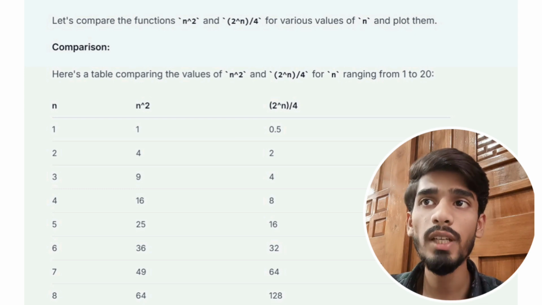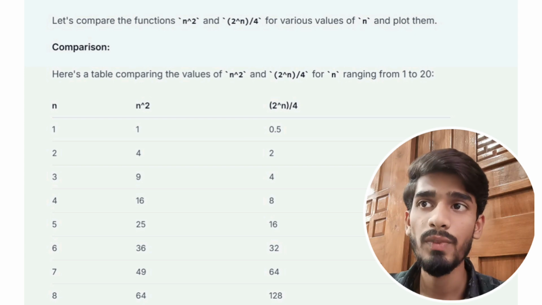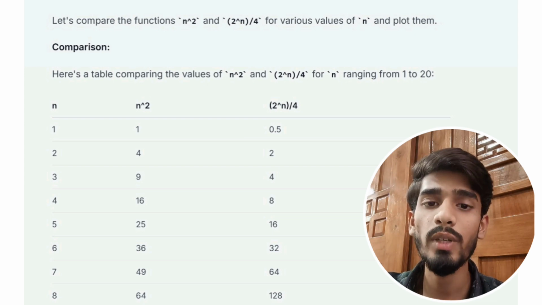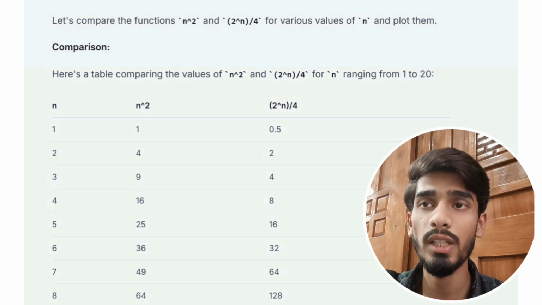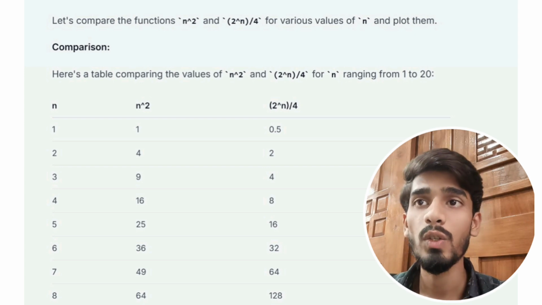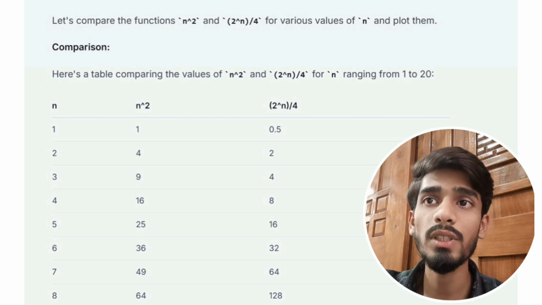For n is equals to 1, n square is 1 and 2^n by 4 is 0.5. In the same way, the n square increases in the order 1, 4, 9, 16, and so on till 361, 400. This is the way n square increases. After that, 2^n by 4, first it is a decimal 0.5, 2, 4, 8. It was increasing slowly, but after some time it increases very fast in an exponential way.